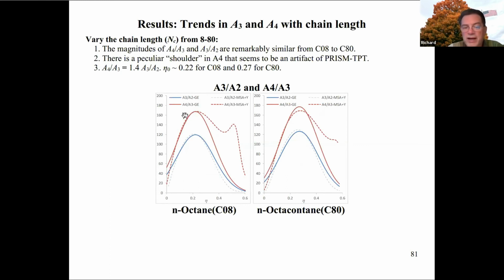Do they look like they're Gaussian? Nah. Well, for A3, it's not too bad. For A4, we're getting some kind of weird shoulder out here in the exact result.